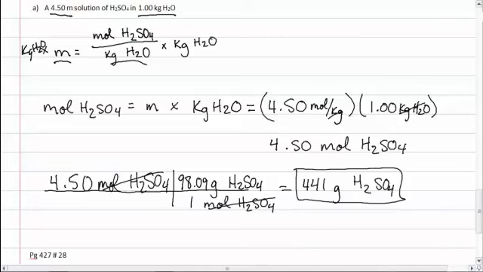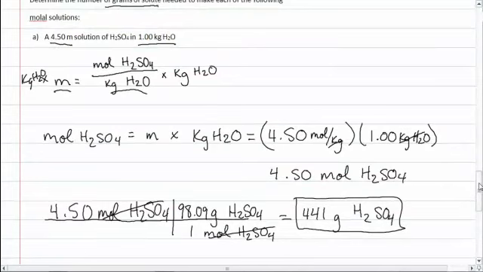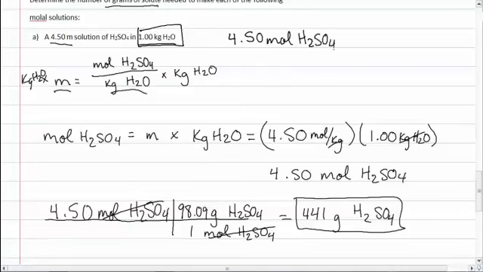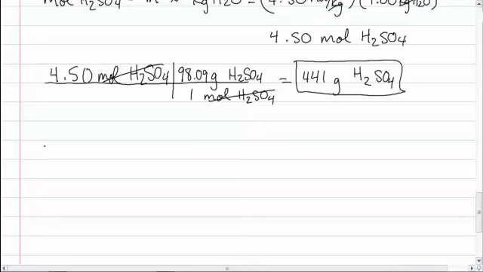That's using the equation. The other way I could have done this problem is using only conversion factors. To do it that way, I would start with what I know that's not a conversion factor, which would be my 1.00 kilogram water, because molality I can convert to moles of solute, H2SO4, per 1 kilogram of the solvent, which is water.